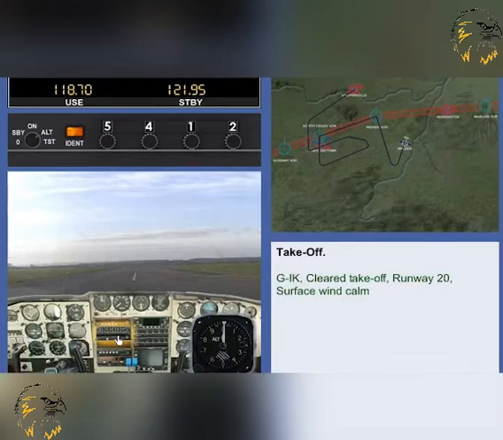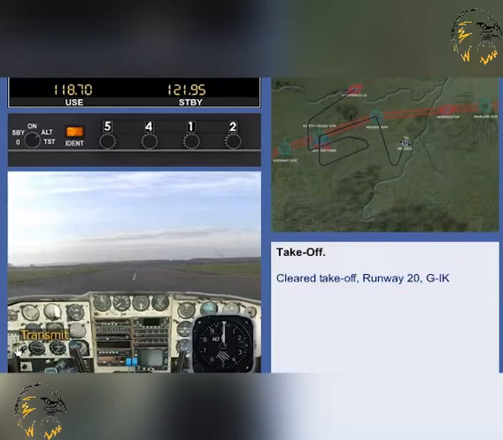Golf India Kilo, cleared takeoff runway 20, surface wind calm. Cleared takeoff runway 20, Golf India Kilo.